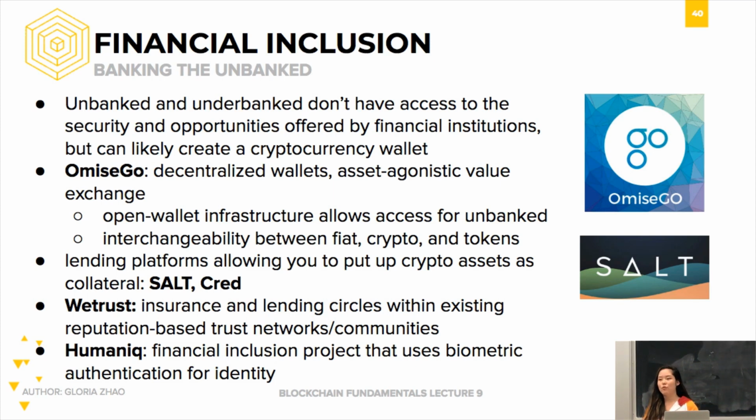There's also lending platforms that allow you to put crypto assets up for collateral. So if you don't have a credit history, which a lot of people don't have, you would be able to obtain some crypto and put that as collateral. I think there's also other ways of doing it, but things like Salt and Cred, and I think Uphold as well, do that kind of stuff.